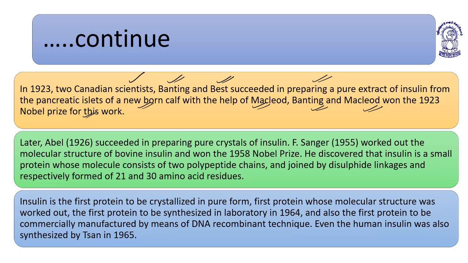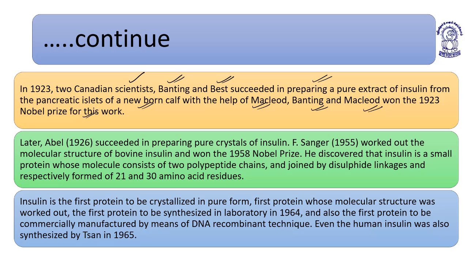Later, Abel in 1926 succeeded in preparing pure crystals of insulin. F. Sanger in 1955 worked out the molecular structure of bovine insulin and won the 1958 Nobel Prize. He discovered that insulin is a small protein whose molecule consists of two polypeptide chains joined by disulfide linkages, formed by 21 and 30 amino acid residues respectively.